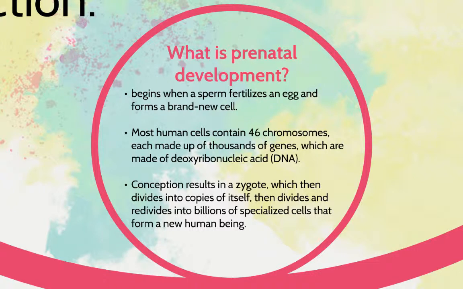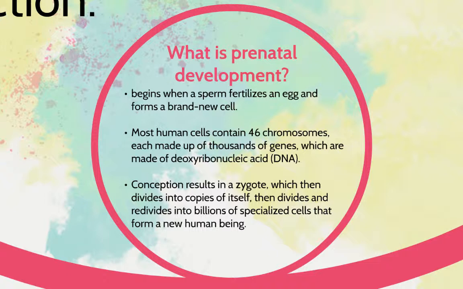What is prenatal development? Prenatal development begins when a sperm fertilizes an egg and forms a brand new cell. Most human cells contain 46 chromosomes, each made up of thousands of genes, which are made of deoxyribonucleic acid, or DNA. New cells are constantly being produced through the process of mitosis. The cell's chromosomes duplicate themselves so that each new cell contains copies of the 23 pairs of chromosomes in the original. But for male sperm cells and female ova or egg cells, meiosis occurs when the chromosome pairs are randomly split and rearranged, leaving each new sperm and egg cell with unique arrangements of 23 single different chromosomes.